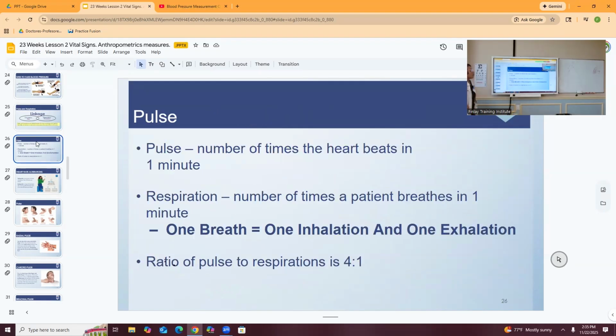The pulse or the heart rate is how many heartbeats you feel in a period of a minute. Respiration is the number of times that the patient breathes in a minute. The ratio of the pulse and respiration is 4 pulses to 1 respiration, 4 to 1. So every time that the heart beats 4 times, there's going to be 1 respiration. That's the normal. And 1 breath or 1 respiration is going to be 1 inhalation and 1 exhalation.